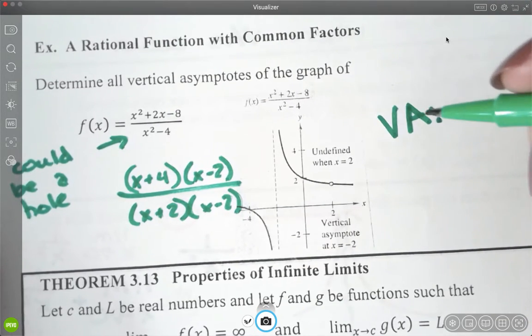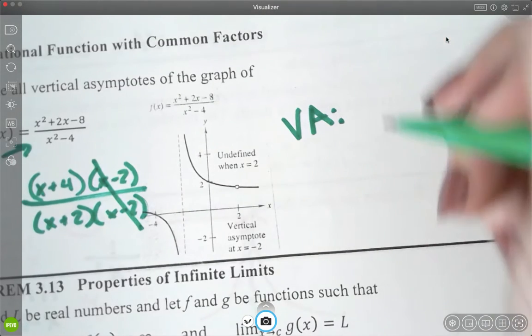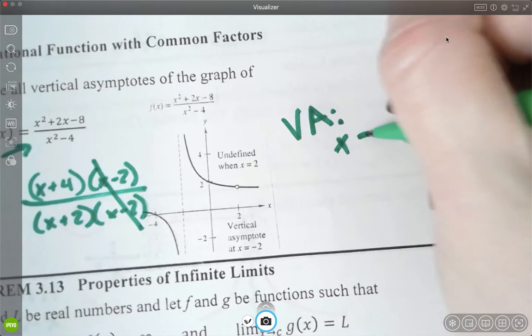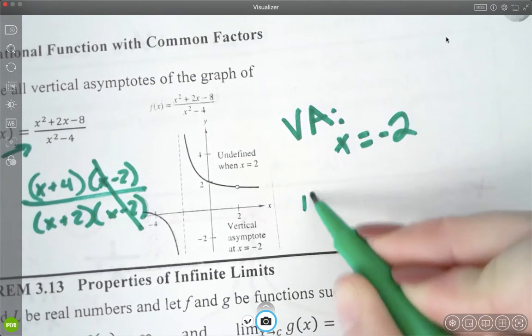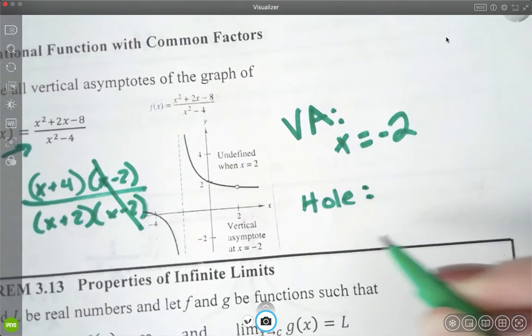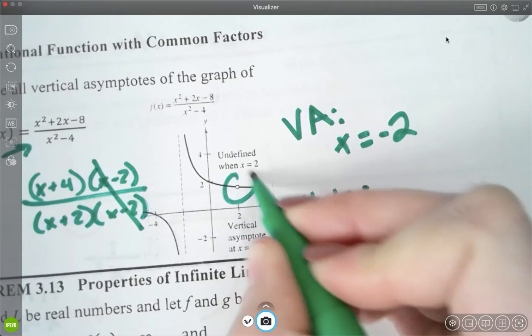But this one is actually a hole. So the only VA that I have is x equals what? -2, because I have to set this equal to 0, right? So the hole exists at +2. This is a hole. And you can see that from the graph. The hole is here, the VA is here.